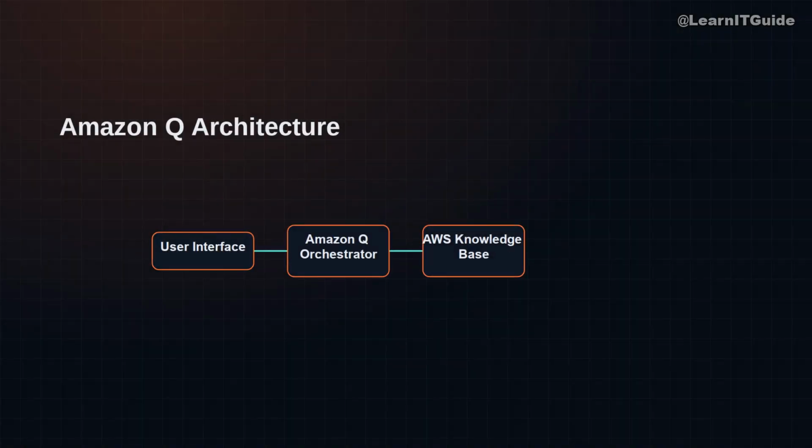So how does Amazon Q work internally? When you ask a question in the UI, the request goes to the Amazon Q orchestrator. This component is the brain. It analyzes your query and retrieves relevant data from the AWS knowledge base, which contains all official docs and best practices. If you asked about your account, it also queries the AWS Account API to see your actual resources. It then synthesizes this information into a precise, actionable answer for you.